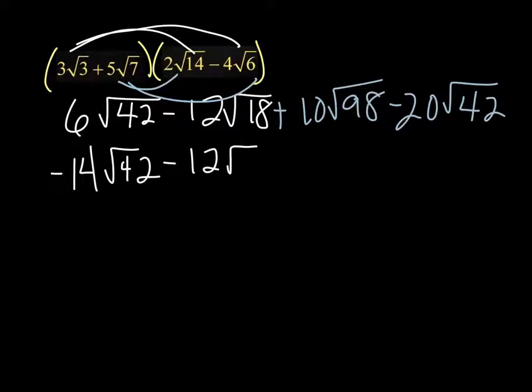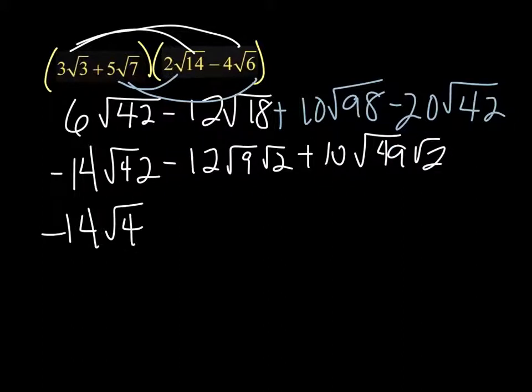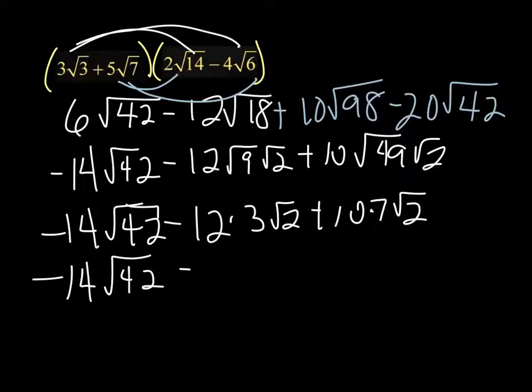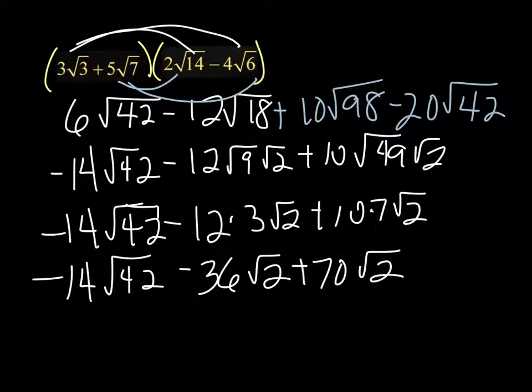Minus 12 square root of 18, I can rewrite as 9 times 2. And 98 is 49 times 2. And I know that the square root of 9 is 3, and the square root of 49 is 7. And 12 times 3 is 36. 10 times 7 is 70. And 70 minus 36 is 34.